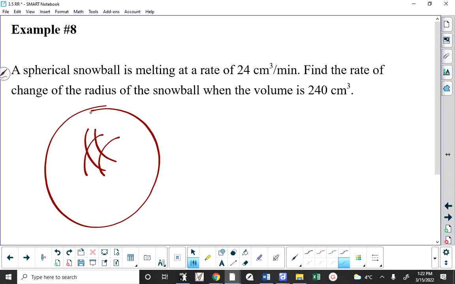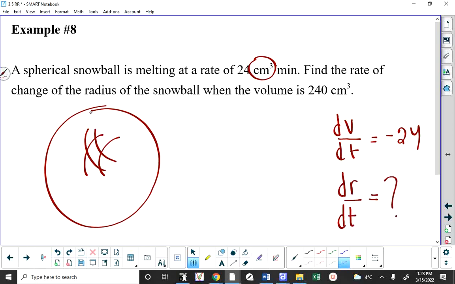It's a sphere. So when you're looking at your rates of change, dV/dt, this is volume. Cubic centimeters is volume. dV/dt will be negative 24 because it's melting at that rate. And we would assume it's melting and maintaining its spherical shape. What is dr/dt?